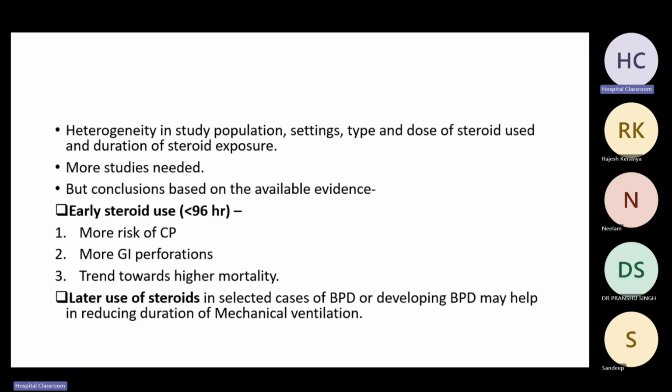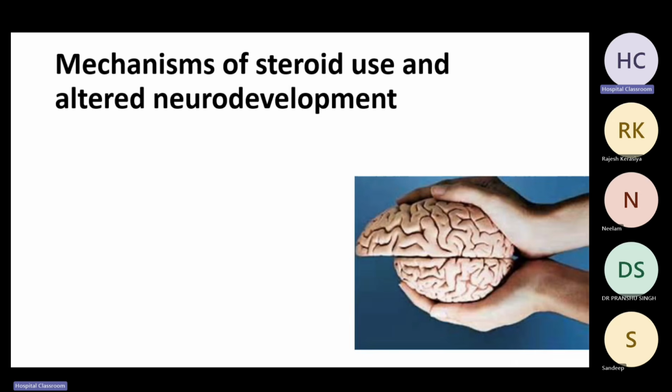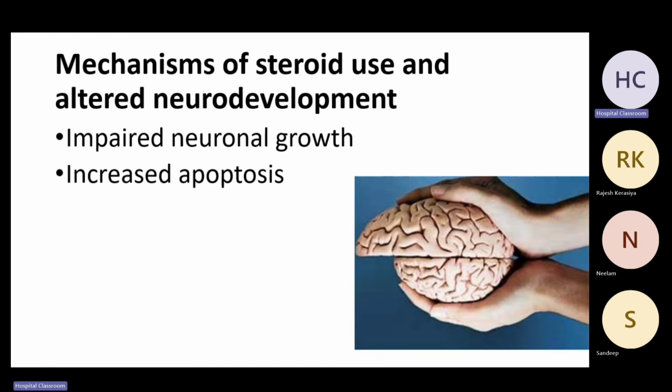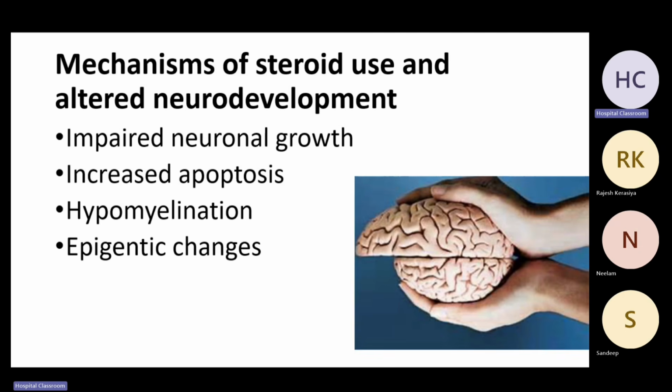Later use of steroids, maybe beyond 7 to 14 days, helps to decrease the severity of BPD, but in selected cases. Not all babies who are being ventilated for a long time will require steroids, but in selected cases, yes, it helps to decrease the duration of respiratory support. So again, steroids have to be used with caution. Steroids cause neuronal impairment because they decrease growth, increase apoptosis, cause hypomyelination, and cause epigenetic changes in the brain.